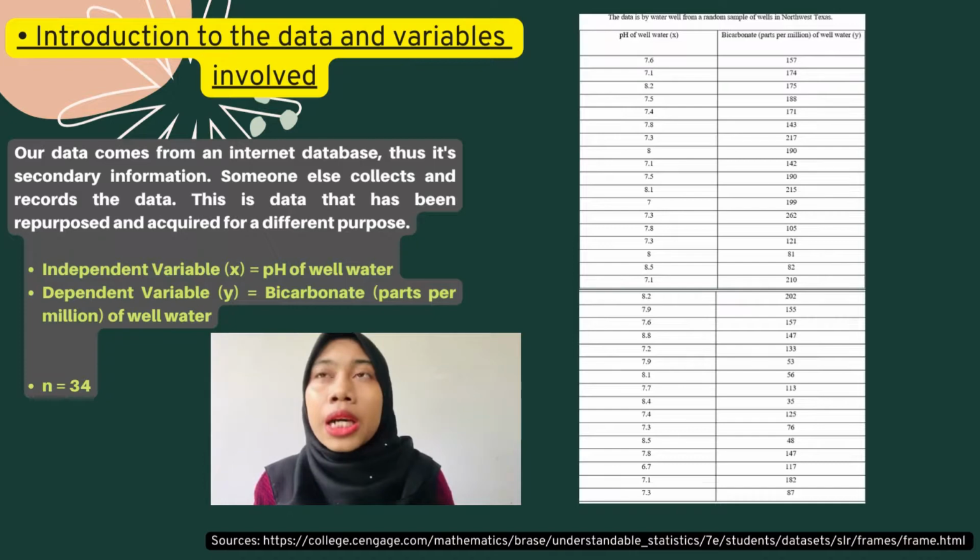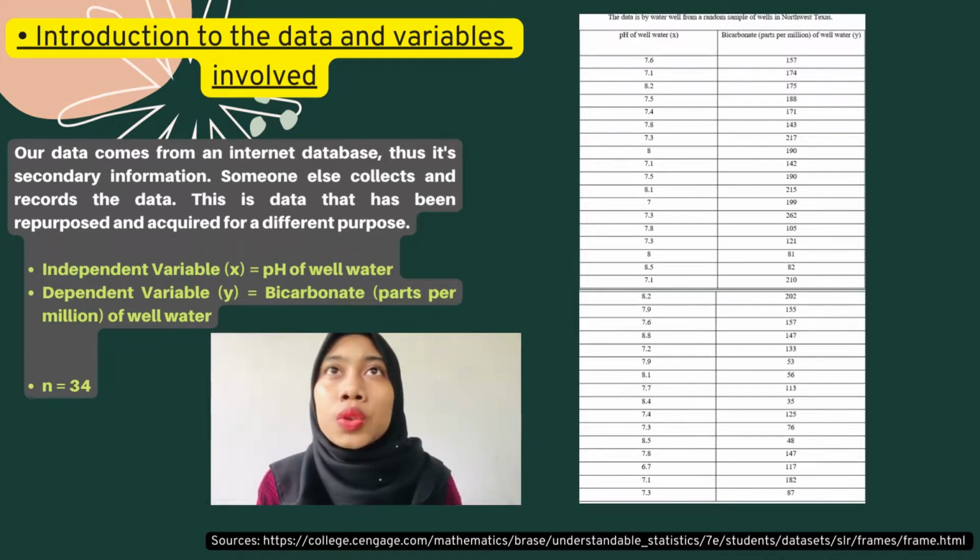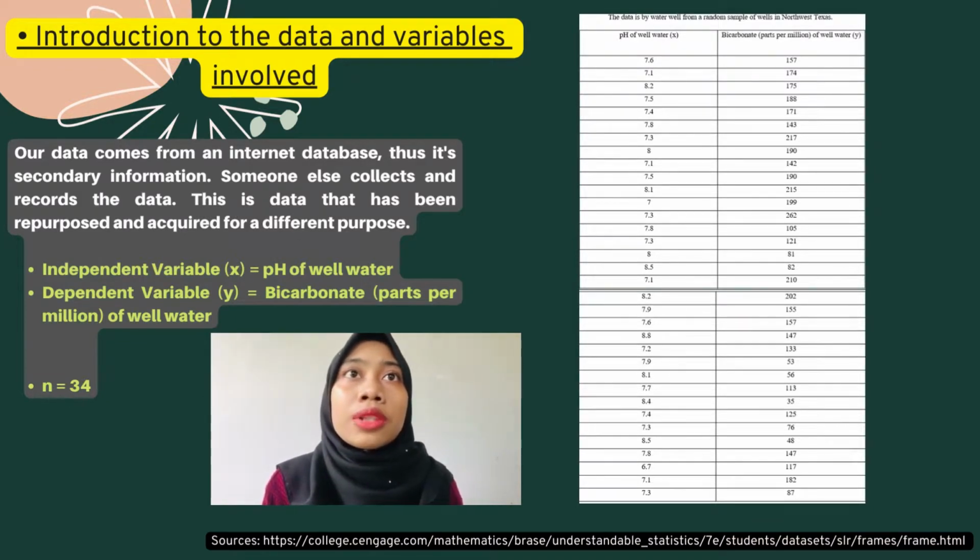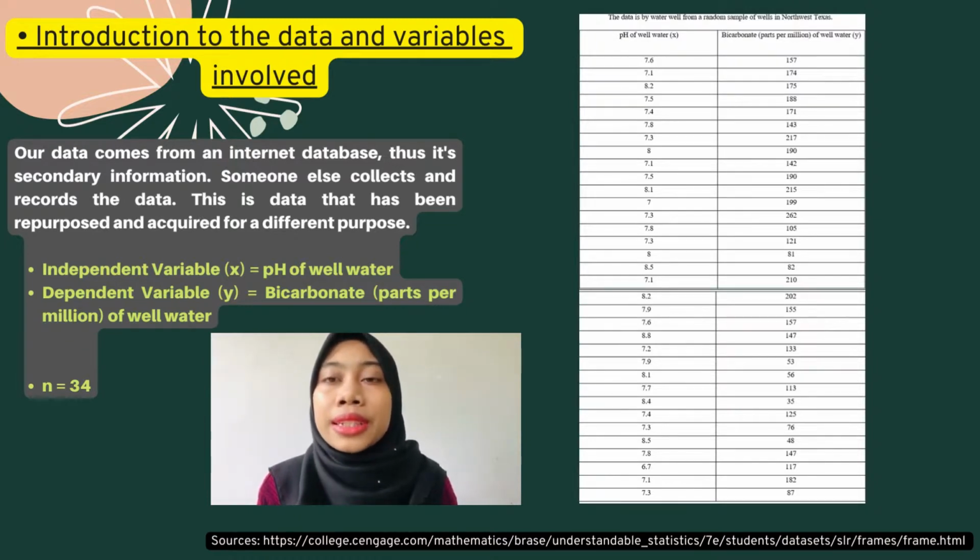I will explain to you about part B. For part B, introduction to the data and variables involved. In the table is the data set that we have found. Our data come from an internet database, thus it is secondary information. Someone else collected and recorded the data. This is data that has been repurposed and acquired for a different purpose.